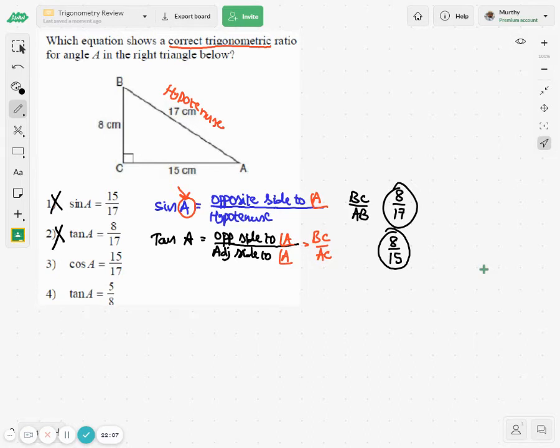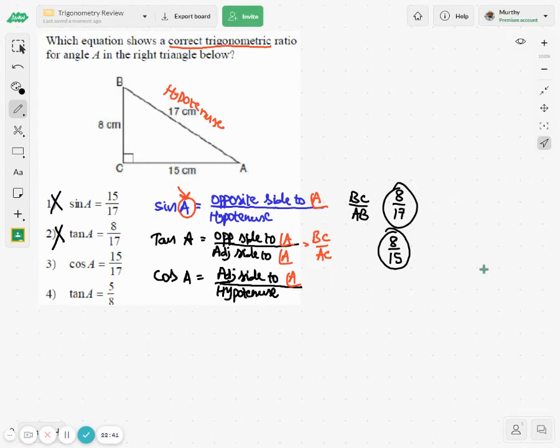And coming to cos, please remember Sohcahtoa, CAH. Therefore, cos A equals CAH, adjacent over hypotenuse. Therefore, it is adjacent side to, please remember, adjacent side to what? It is adjacent side to angle A over, you know that H stands for hypotenuse.